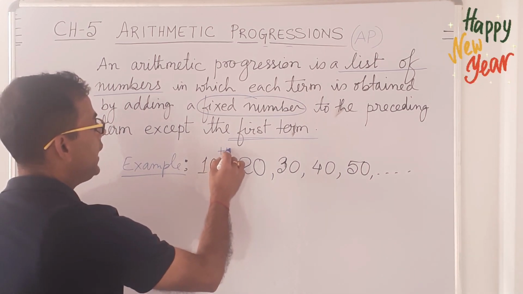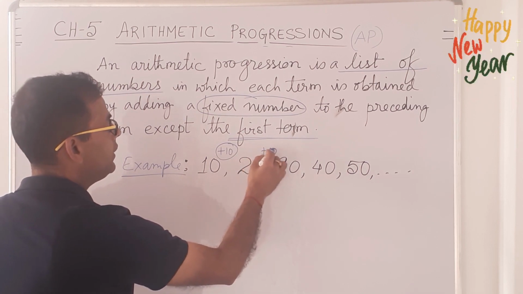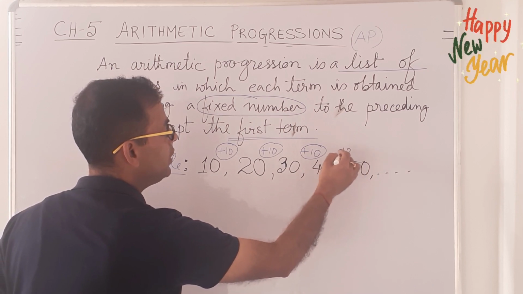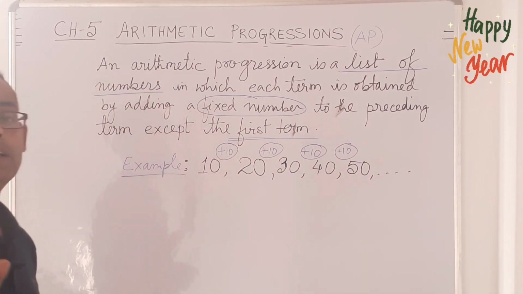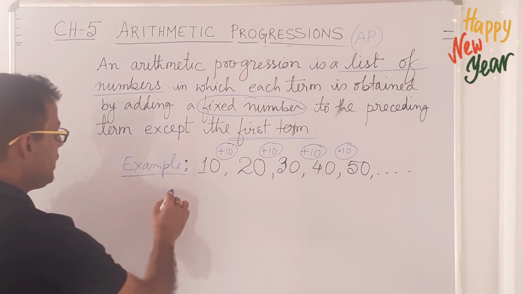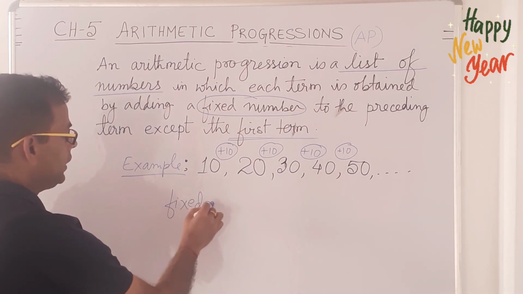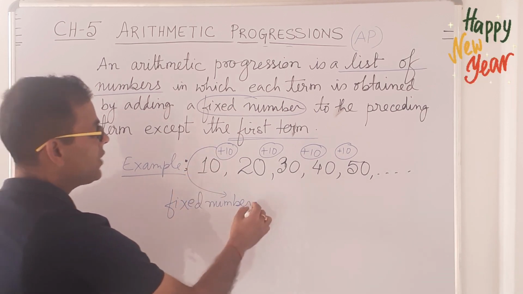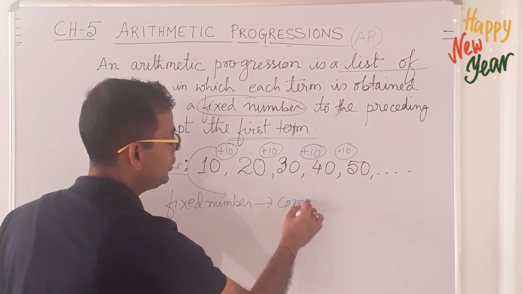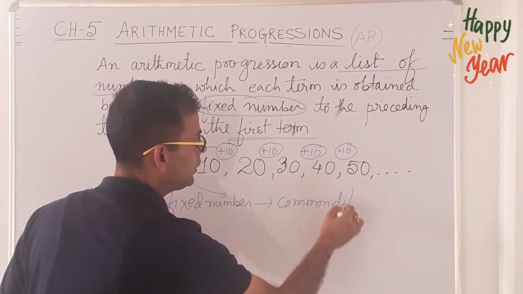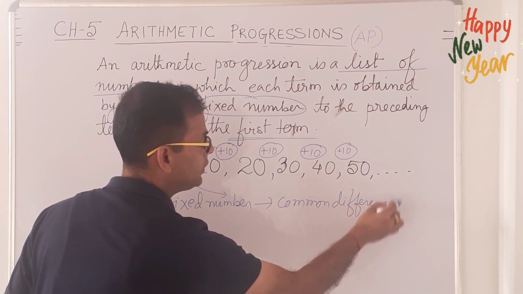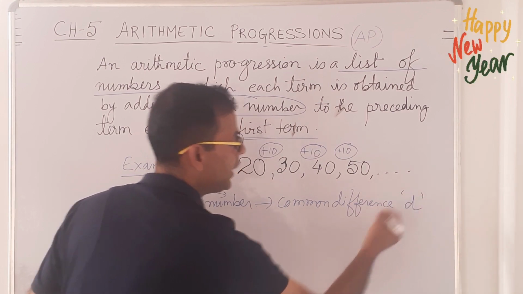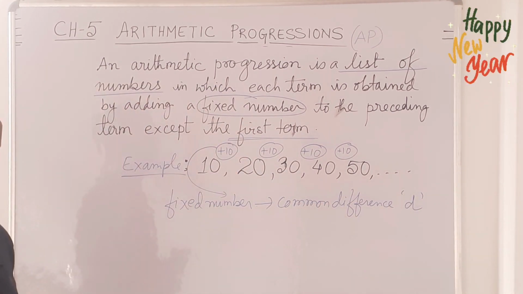You are adding 10 here, 10 here, 10 here, 10 here. So every time you are adding a fixed number. Now this fixed number, this plus 10, is known as the common difference, or in short we say D. This is known as the common difference.